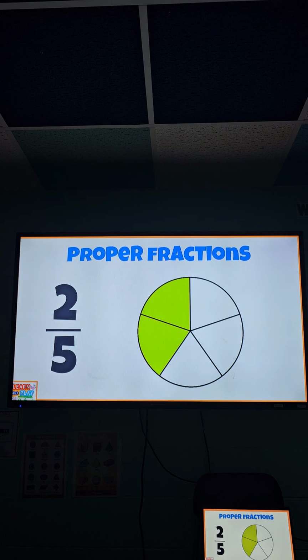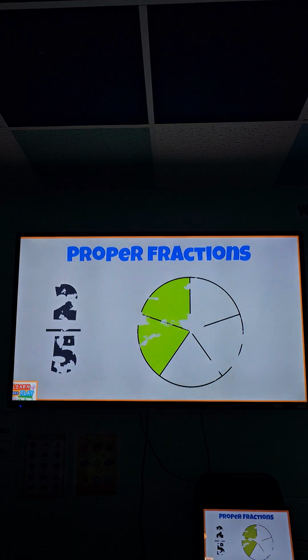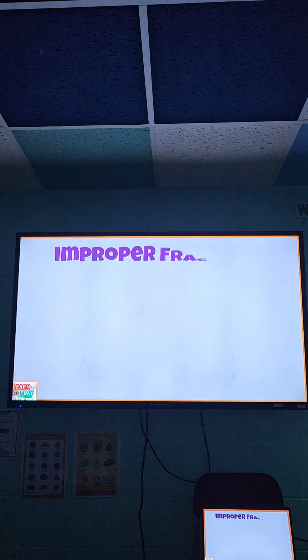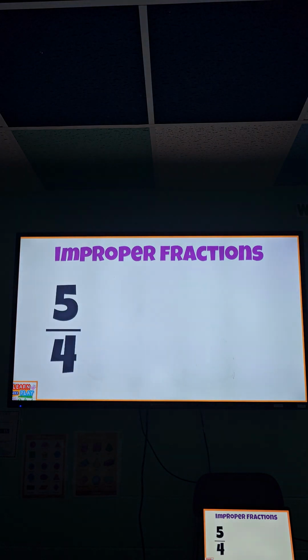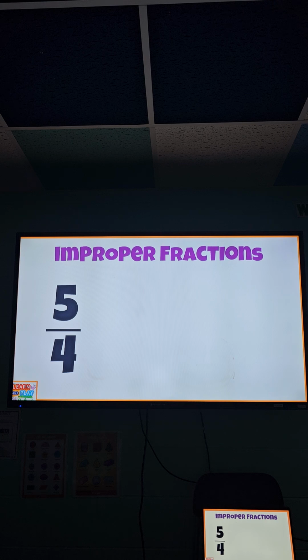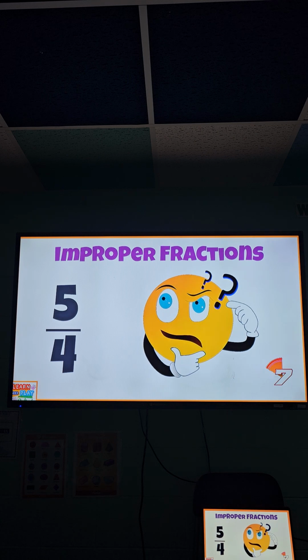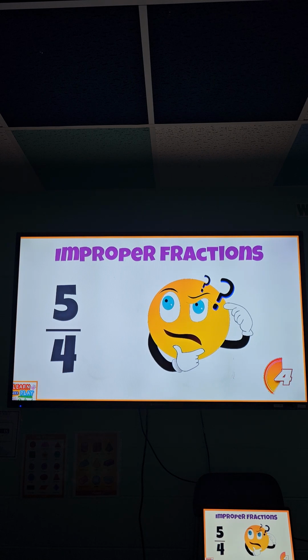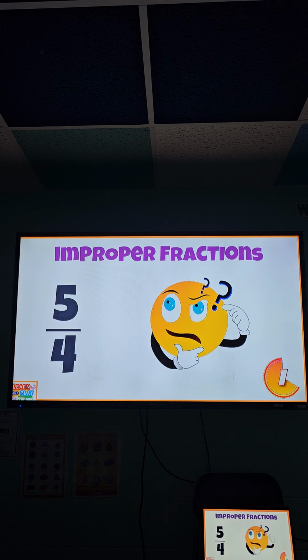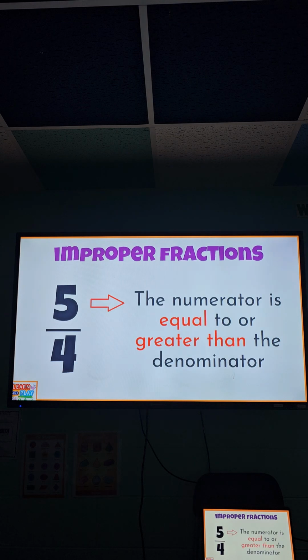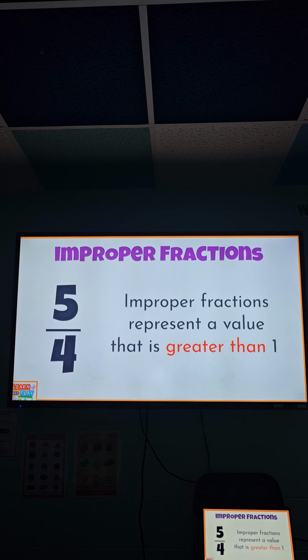So you can see with this new example of a different proper fraction, it still shows a value that is less than 1. Now that we understand proper fractions, let's move on to improper fractions. This fraction here, 5/4, is an example of an improper fraction. What do you notice? Improper fractions have a numerator that is either equal to or greater than the denominator. Improper fractions represent a value that is greater than 1.